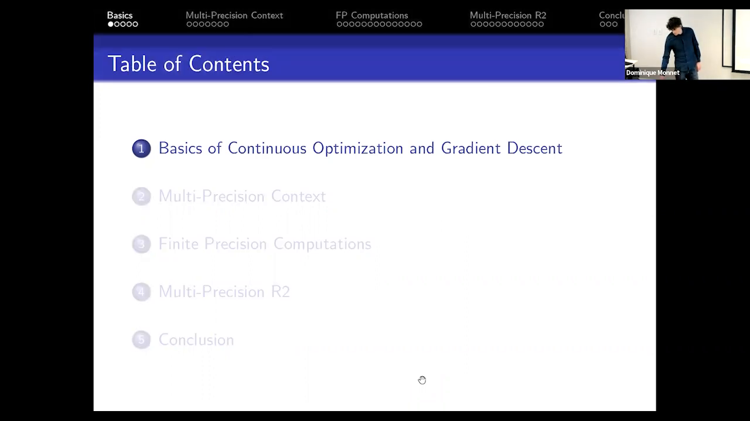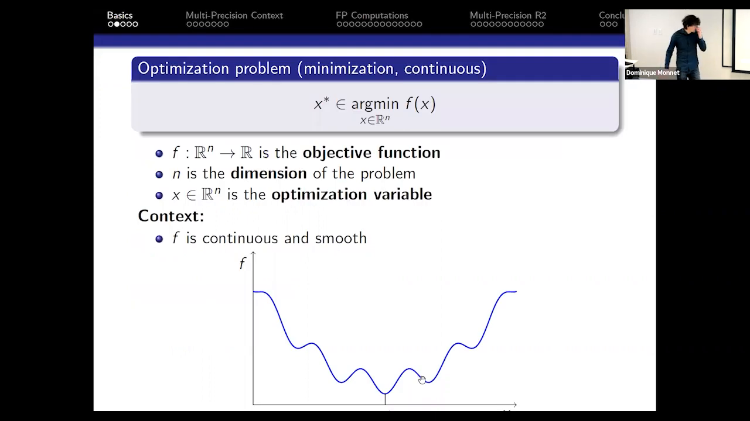Okay, so basics of continuous optimization that you're probably most familiar with in this room. So we have a continuous smooth function. We're going to consider it smooth in this one, which is our optimization function f, and we're going to try to find the minimum of this function, which is here. So f is a scalar valued function from R^n to R, where n is the dimension of the problem, and x is going to be our optimization variables.